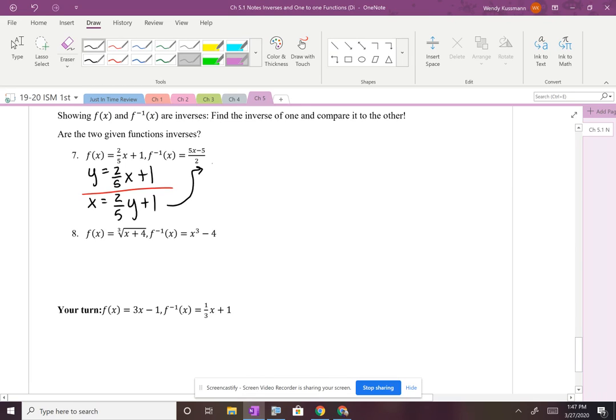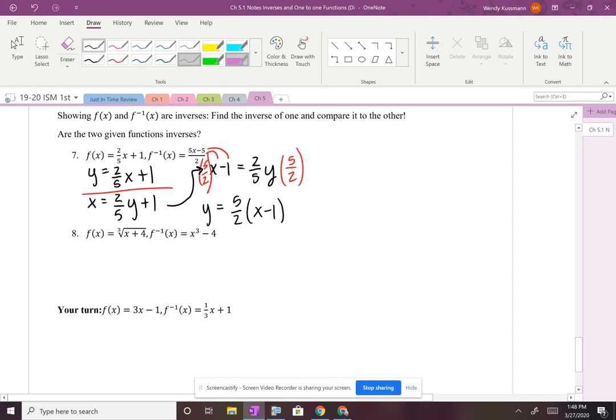First step, subtract 1 from both sides. x minus 1 equals 2/5 y. Now we have a 2/5 in front. We can either break this up into a multiply by 2 and then divide by 5 and do the inverse of that, or we can multiply both sides by the reciprocal of this fraction. The reciprocal is the flip, so multiply both sides by 5/2. And remember, on the left side, you're going to have to distribute this 5/2. So you get y equals 5/2 times x minus 1.